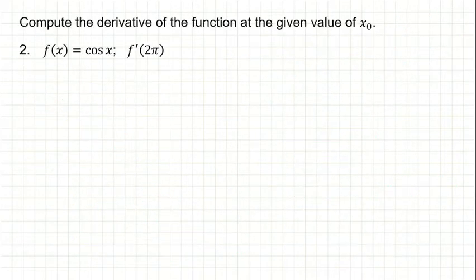Now for number 2, we have f of x equal to cosine x and we need to find f prime of 2 pi. Okay? So the same pa rin yung gagawin natin.